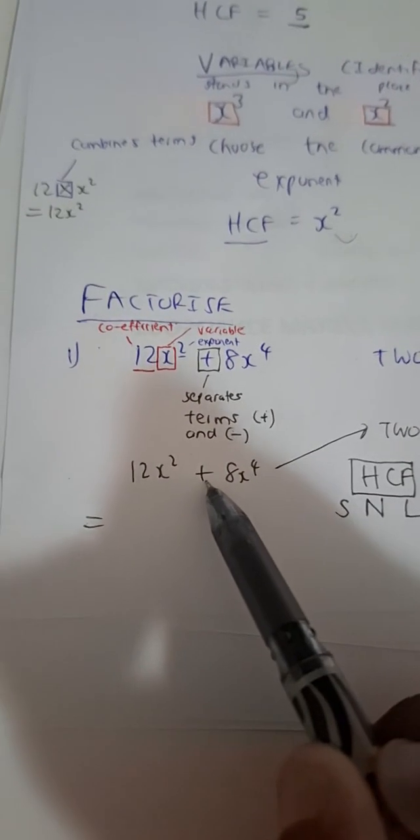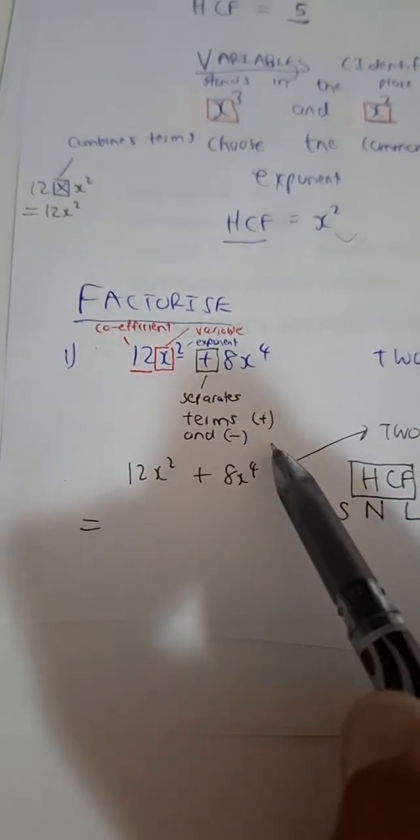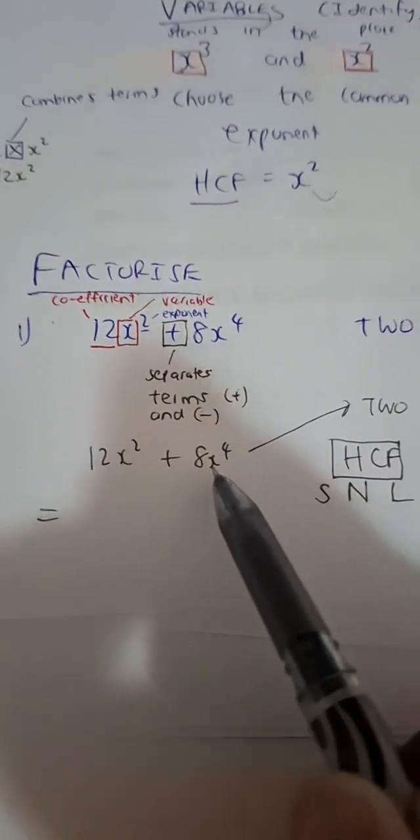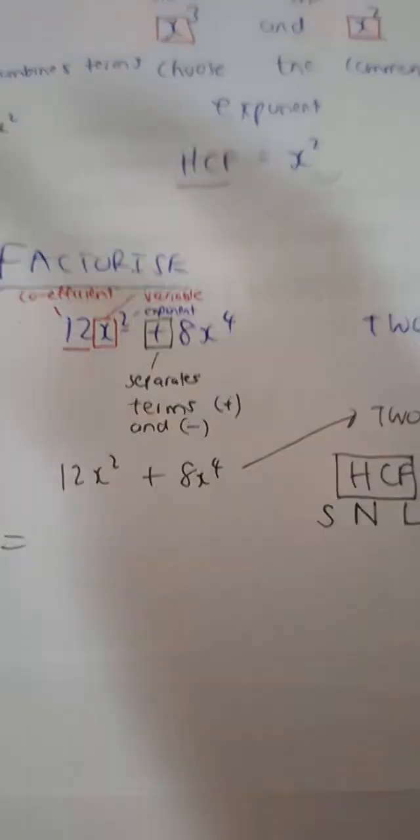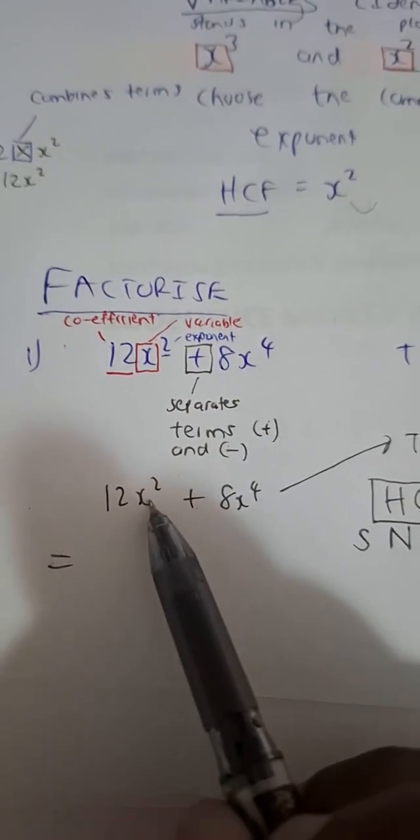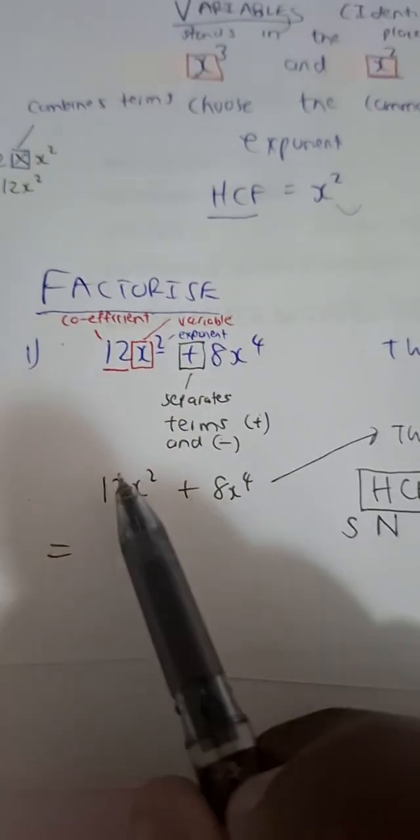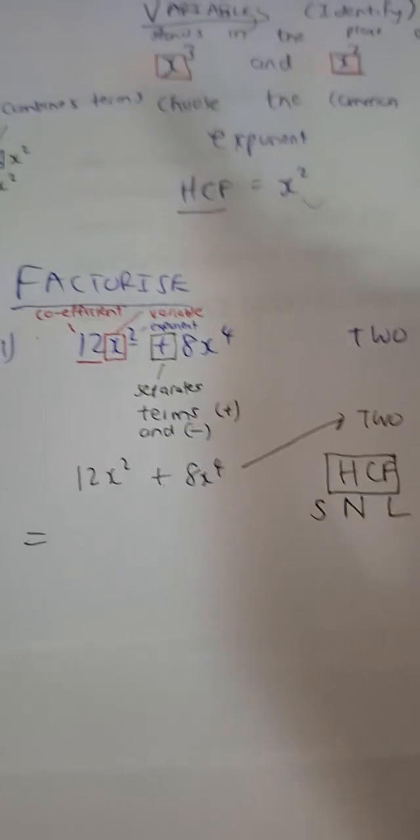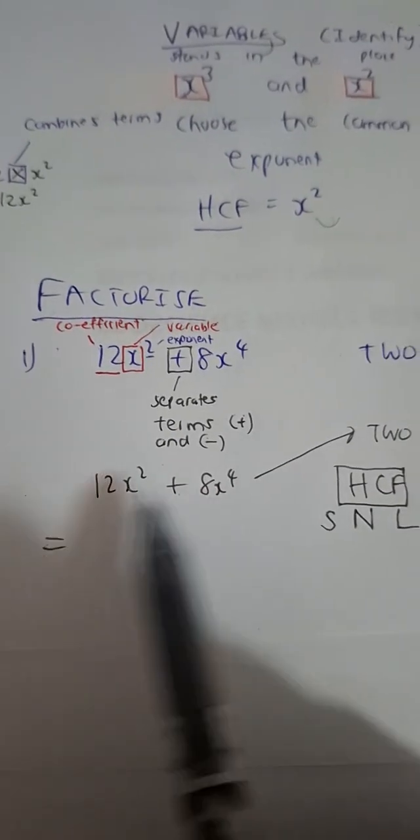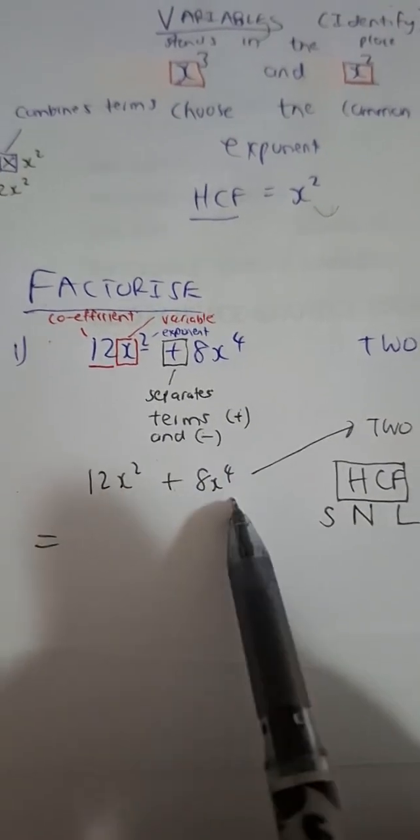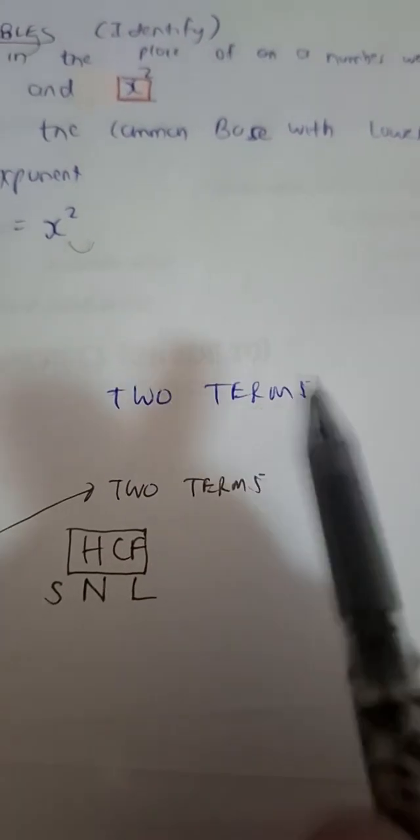Plus then separates the term 8x to the power 4. 8x to the power 4 is a different term. And remember, this 8 and this x are combined by multiplication. Now you don't see a multiply sign between 12 and the x squared, but I want you to know that 12 and x squared are combined by a multiplication sign. So how many terms are in the expression? There is 1, there's a plus sign, 2. So there are 2 terms in the expression.